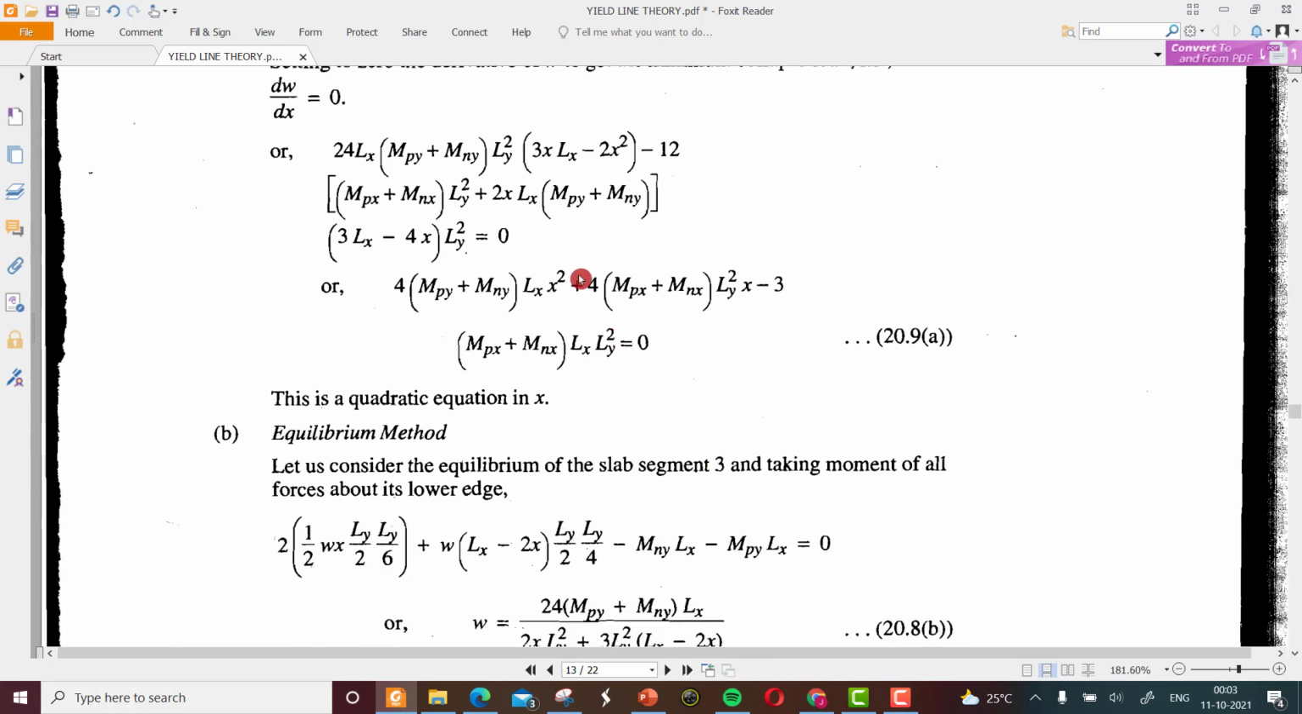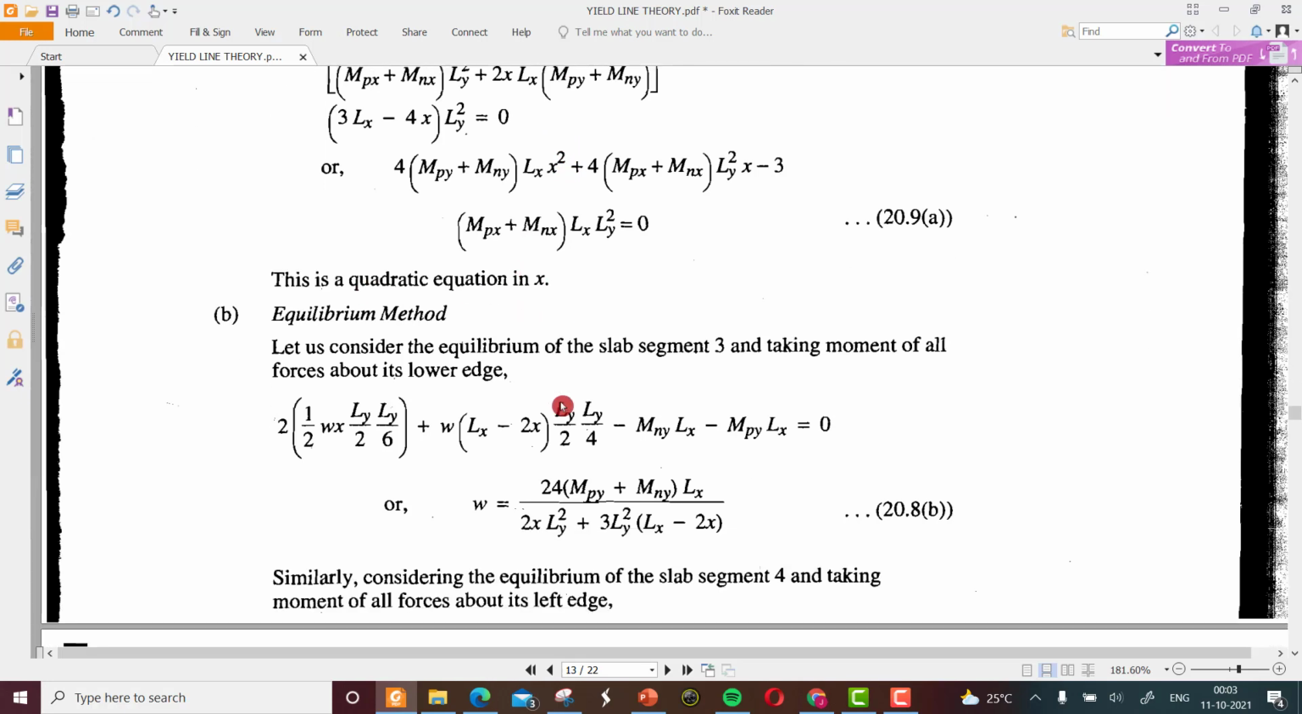So once we differentiate it, we'll get a quadratic equation in x. Based on the questions, we can analyze this equation and find the required values.